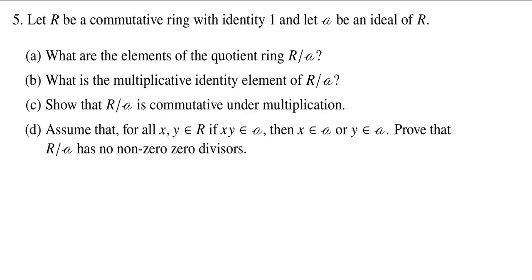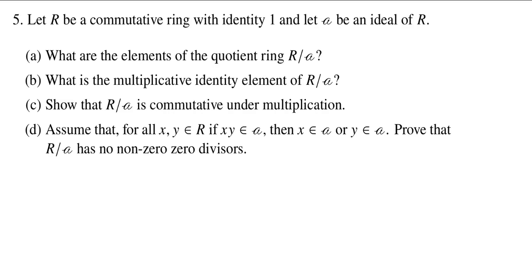Hello again, everybody. This is our video solution to problem 5 from the fall 2021 Math 302 final at Cal State Fullerton. Let's see, we have a commutative ring R with identity and an ideal A. Oh my goodness, we have lots of questions.